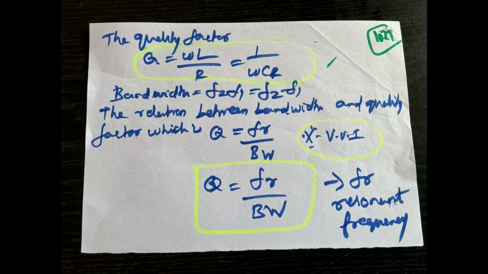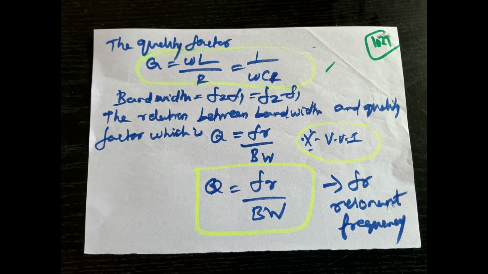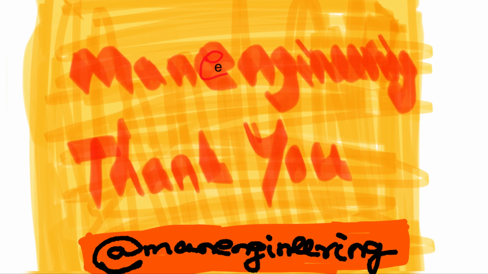That is an important formula. Bandwidth is F2 minus F1. We already know the relation between bandwidth and quality factor, which is Q is FR divided by BW. That is a very important formula. Q is FR divided by BW, where FR is the resonance frequency. That is the quality factor formula.